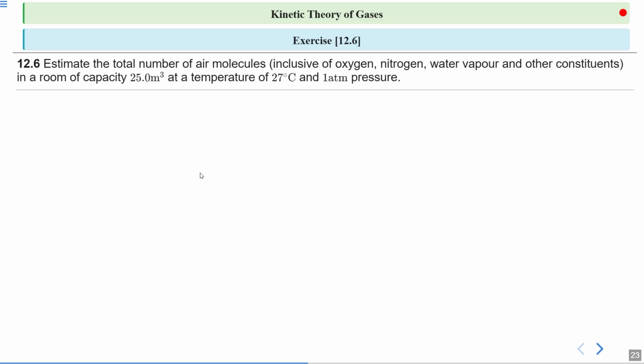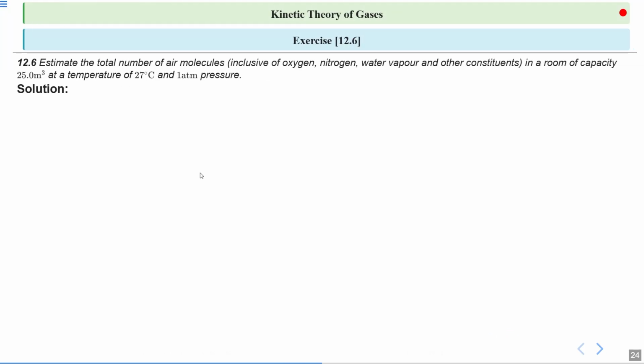Alright, let's see the solution. Given terms, we have the volume of the room, which is given as 25.0 cubic meters. Remember, volume is a measure of how much space something takes up.